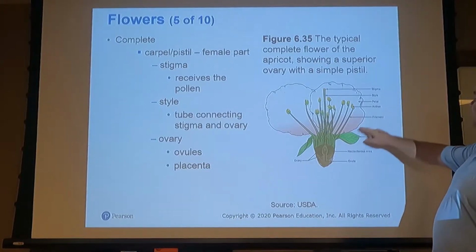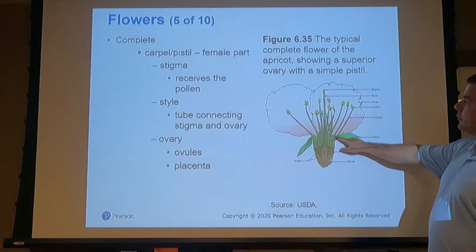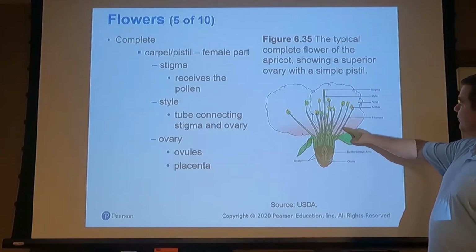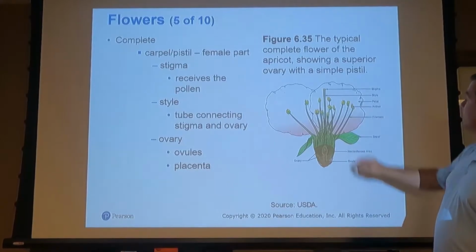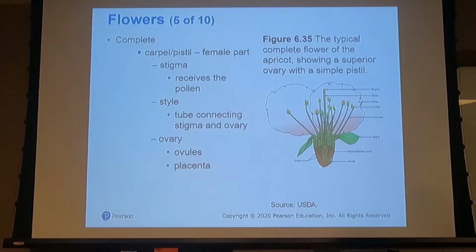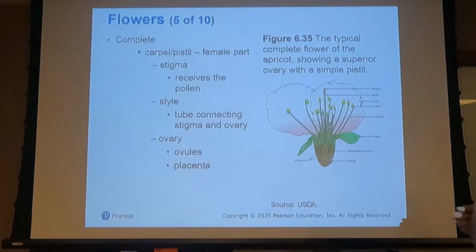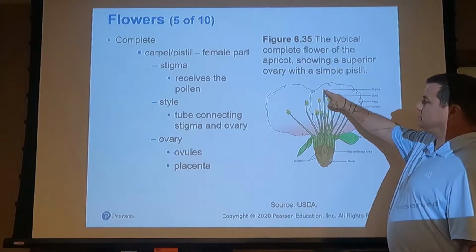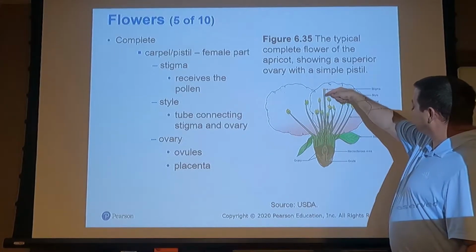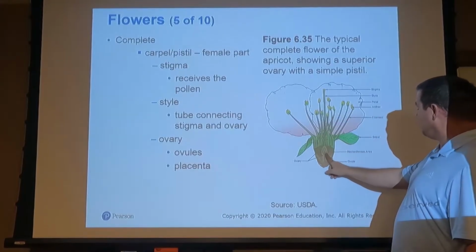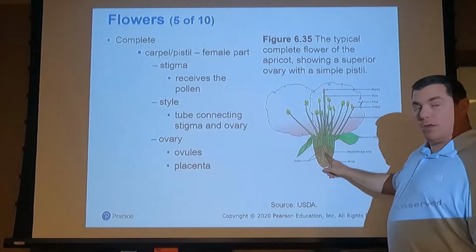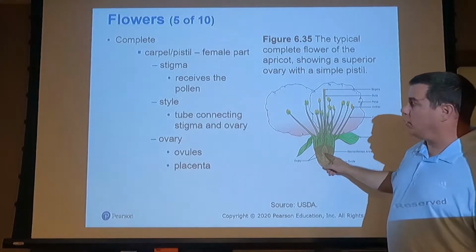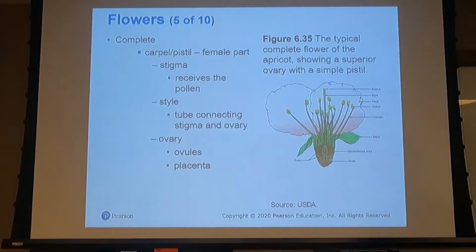So here we have the filament, since I left off there. So we have the filament and the anther is what produces the pollen. So the pollen then needs to make it to the stigma. This is the style, which goes down to the ovary, which is where the seed will begin to form, or the fruit will begin to form.